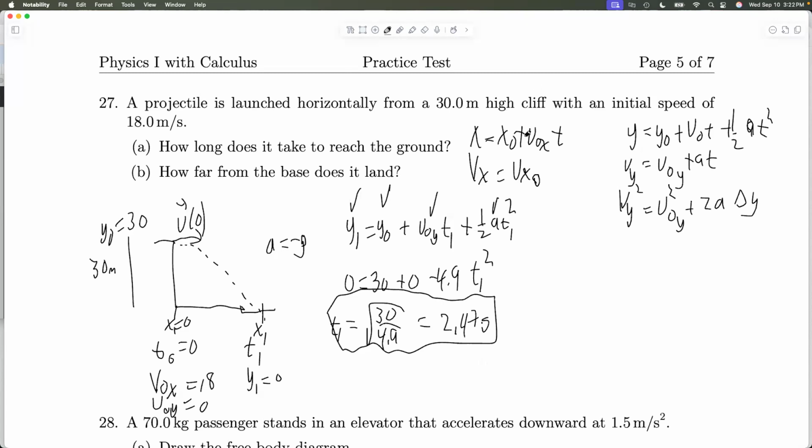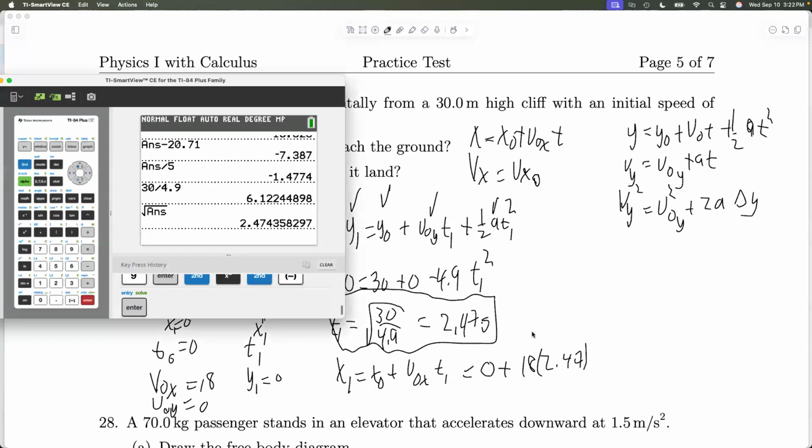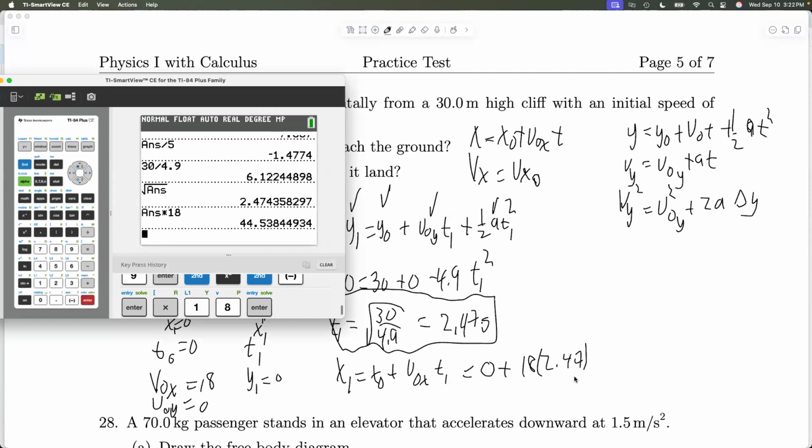So we would just plug t1 up in here. x1 would be x naught plus v naught in the x direction times t1. Well, that's 0. What was v naught? 18. This one is distance equals rate times time. In the x direction, we're going at constant velocity. Distance equals rate times time. And if we want an exact answer, I've already got that approximation there on the screen. Just take that times 18. That's better than using the rounded version. And it's less typing. 44.54.